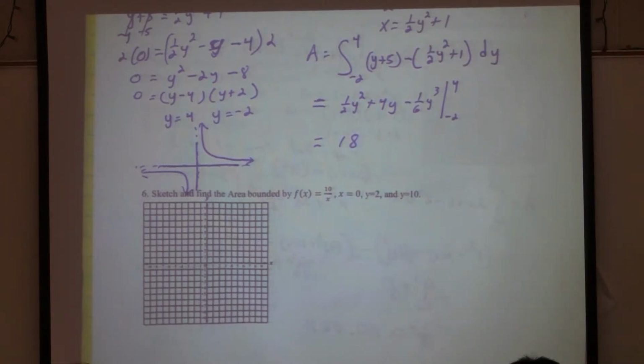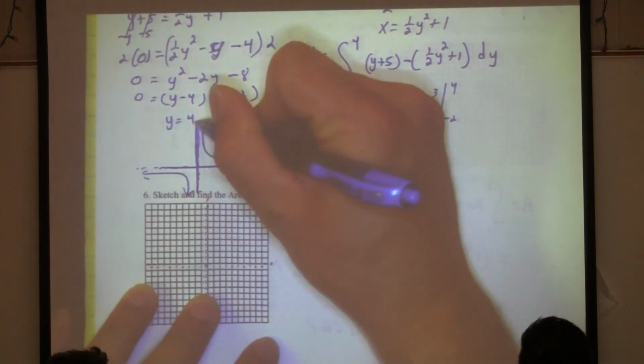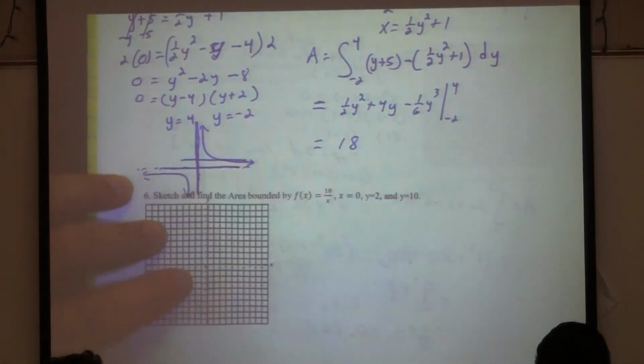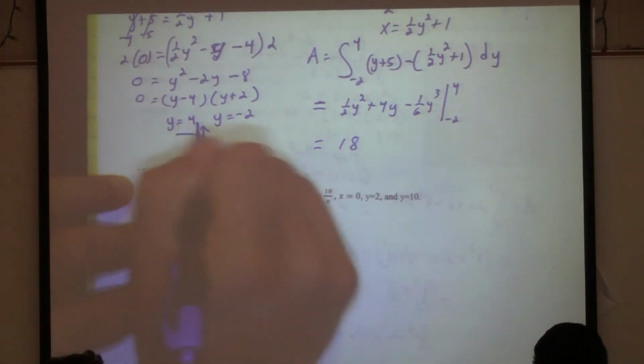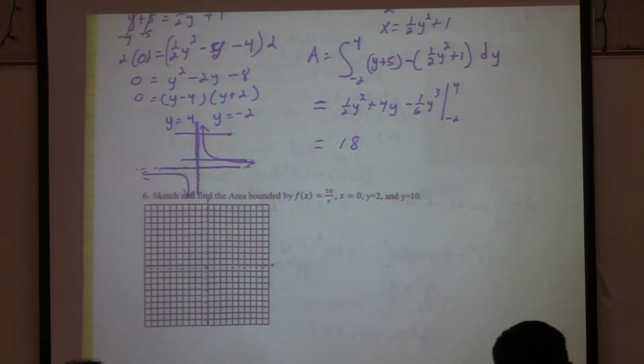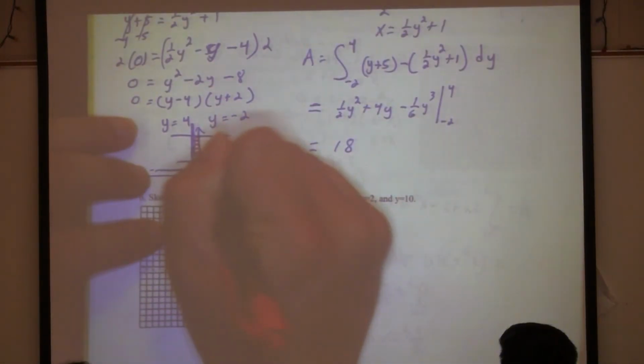Alright, so it has to be bounded by this curve. x equals 0, which is going to be this right here. y equals 2, which is going to be some line like that. And y equals 10, which is another line. So what is the space bounded by all 4 of those things? Right there, that little boot looking part.